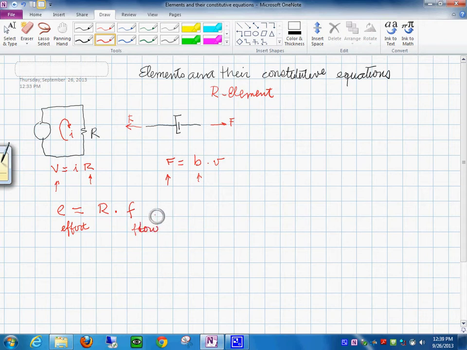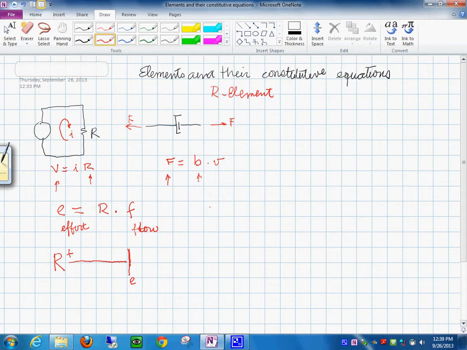When you have an equation like this, and you have the representation of the R element in here, the output of this is the effort. So the bond graph is going to be like this. This is E and this is F. Therefore, the equation corresponds to this picture.